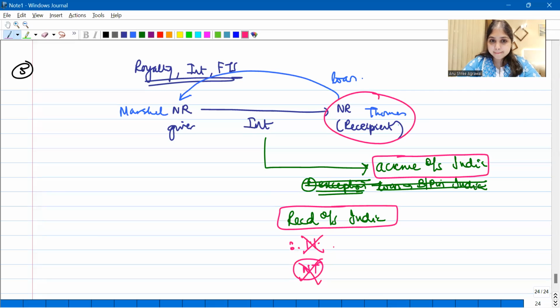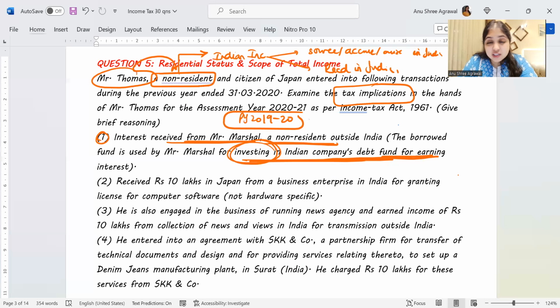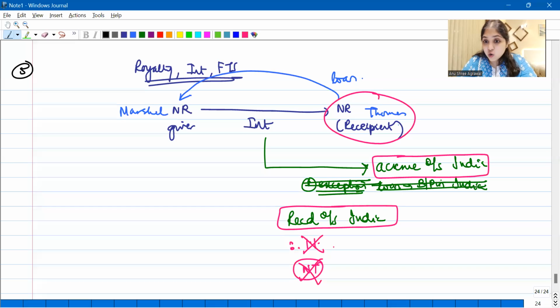Yes. So guys, when it comes to royalty, interest, FTS, it always depends upon who the giver is. If the giver is a non-resident, your first answer will be accruing outside India. Then how many exceptions you will have? Only one exception you will have. And that is, you will see what is the loan used for. If the loan is used for business or profession in India, then you will say accruing in India. In this question, Marshall did not use the loan for business or profession in India. Marshall used the loan only for investing in India. Right. So therefore, exception is not applicable.